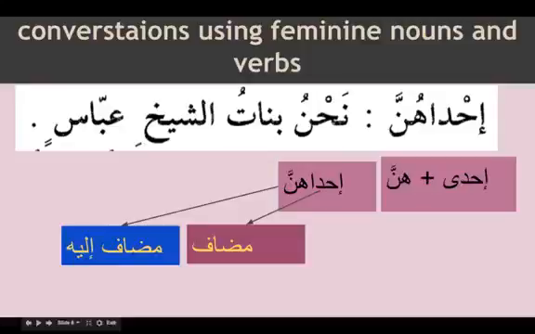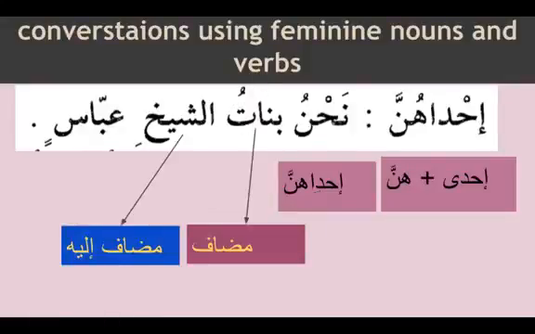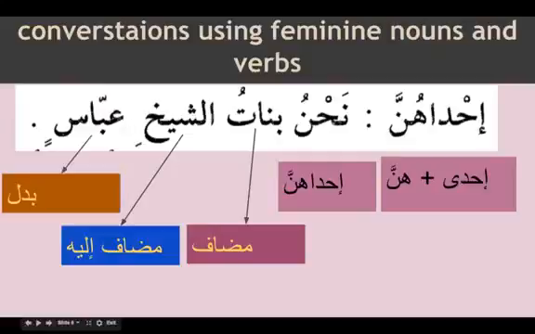They say nahnu banatu shaykh Abbasin. How do we analyze? Nahnu is mubtada, banatu is one word, khabar, and it is mudaf, and shaykh is mudaf ilayhi. What is Abbasin? Abbasin is referring to shaykh, so it is interchangeable. We can say nahnu banatu Abbasin or nahnu banatu shaykh. These two are interchangeable, so this is called badal.